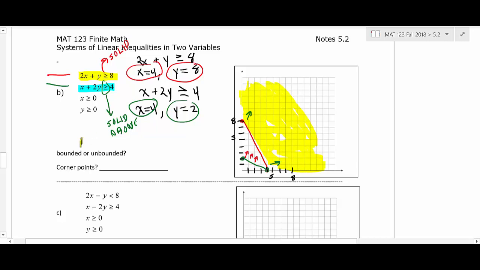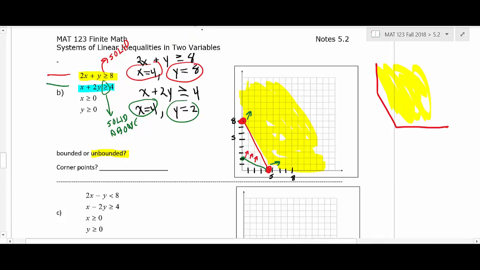Is that bounded or unbounded? Unbounded means it goes on forever. So that's unbounded, okay? Now your corner points go like this. Basically the region that you have, your corner points are going to be this dot, and that's it, because the region that you graphed looks like this. The region is unbounded, so it goes like that.